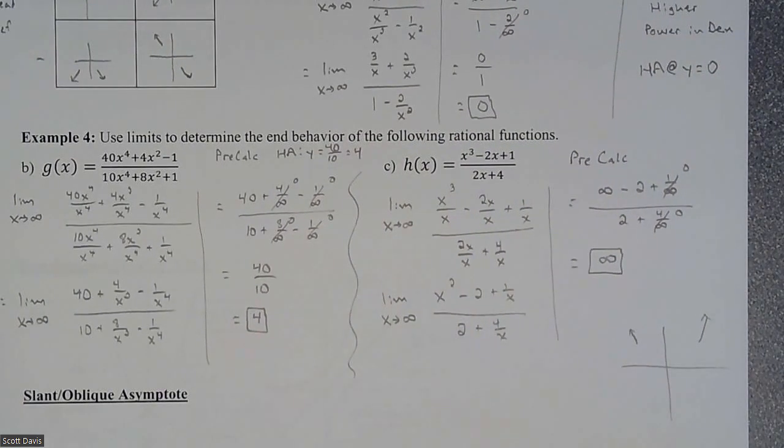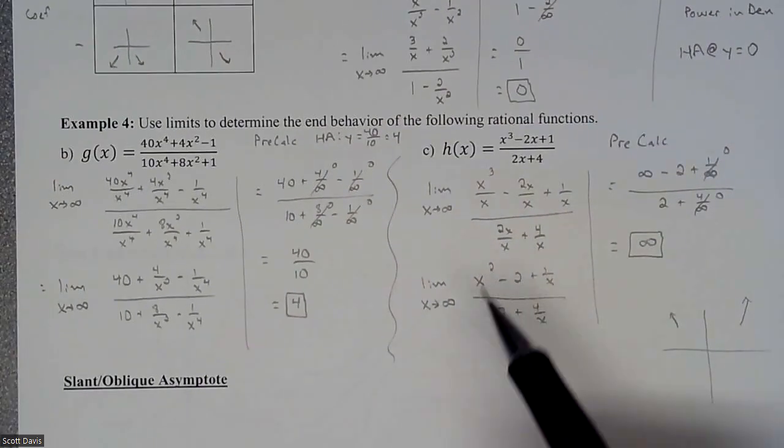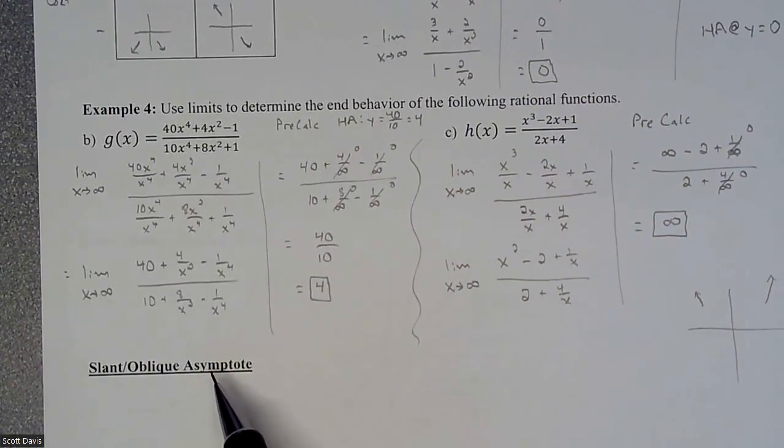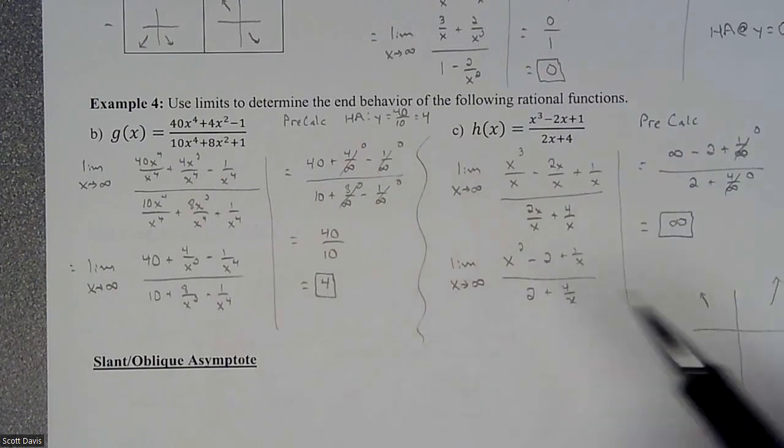All right, so that was just doing the right side of it. The left side, doing the negative infinities, would be the same thing. And then we'll go specifically into how we deal with the fact that it has a slant asymptote. We'll do that in the next video.